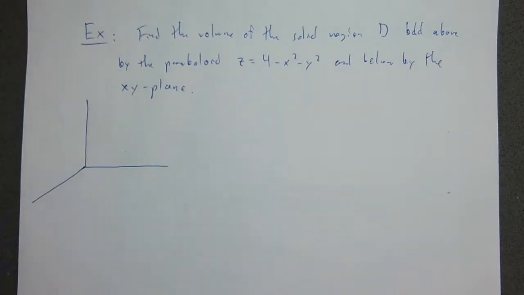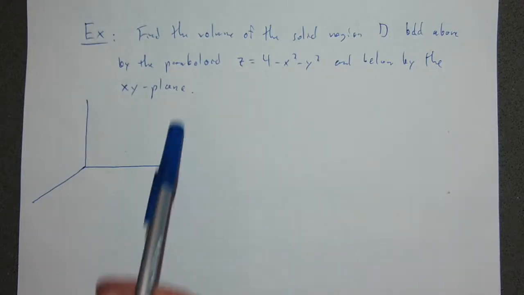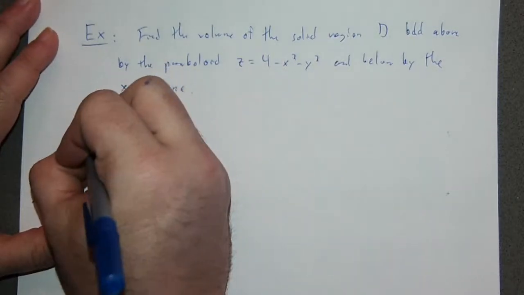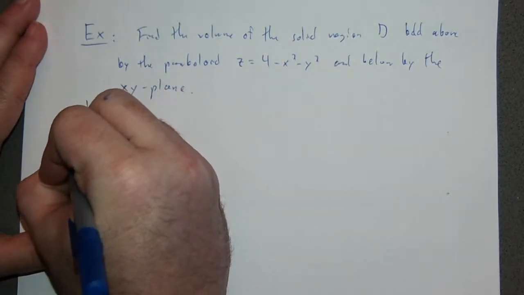What does this paraboloid 4 minus x squared minus y squared look like? Well, it looks basically like I've taken the parabola 4 minus x squared in the yz plane, or 4 minus y squared in the other coordinate plane, and rotated it, spun it about the z-axis here. So you know what this thing looks like. It looks like this.